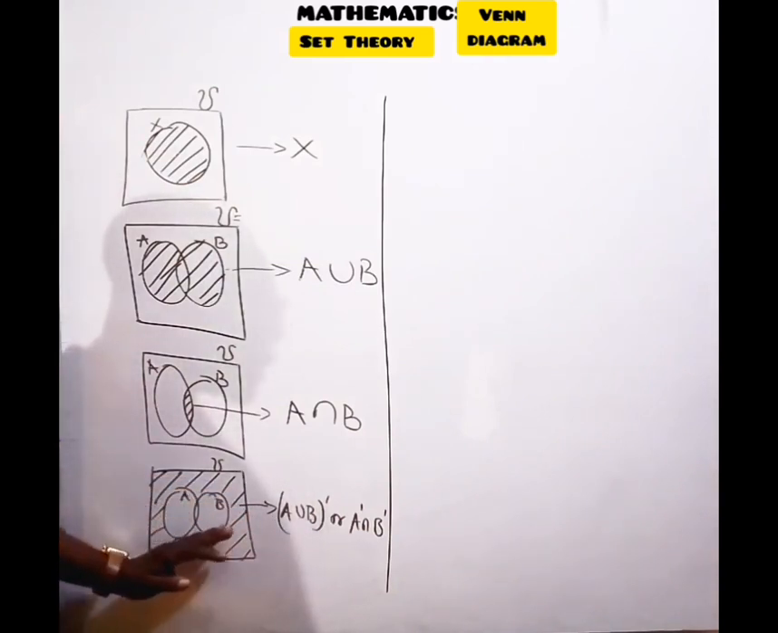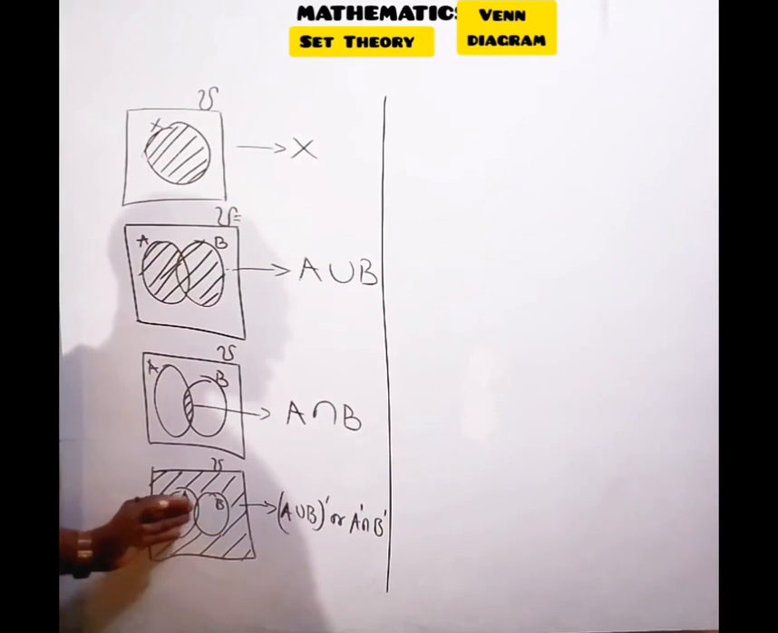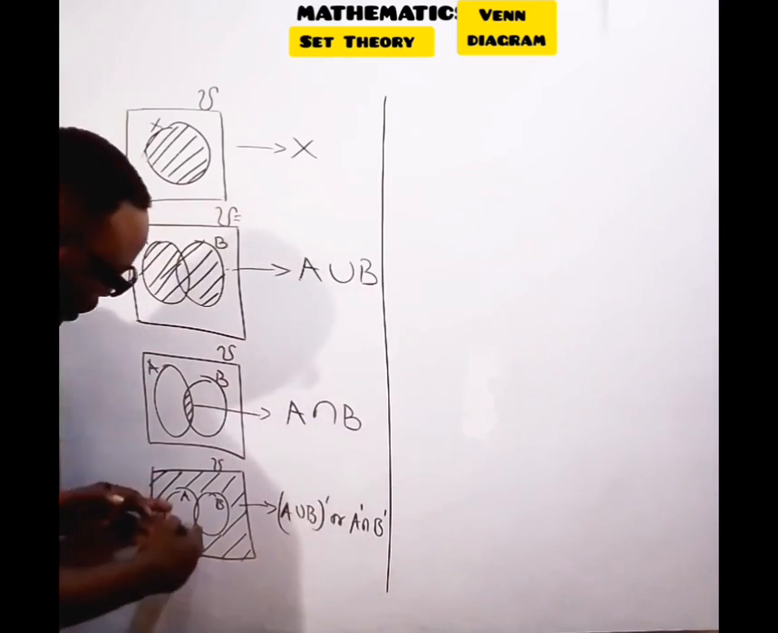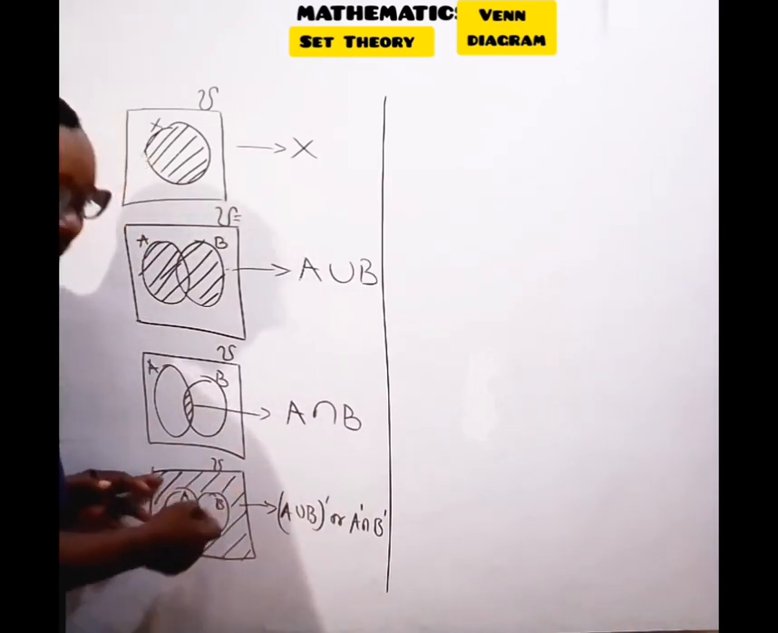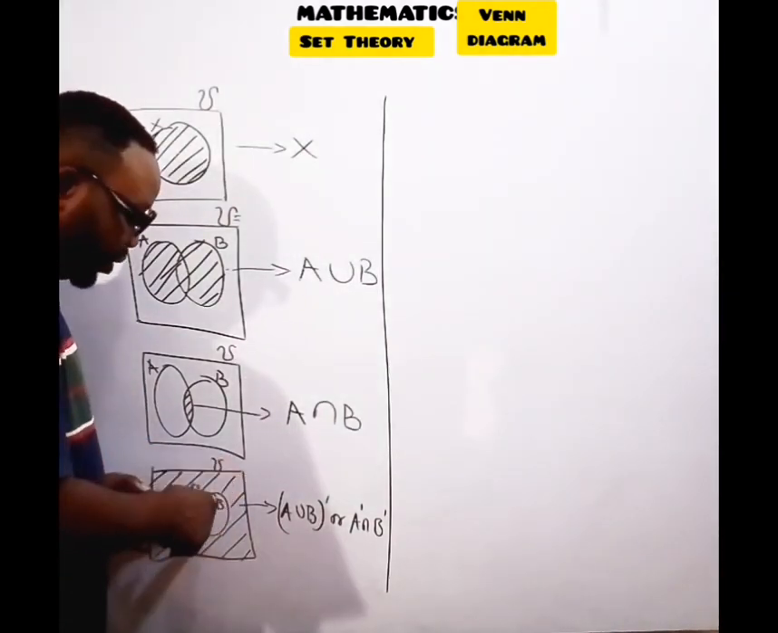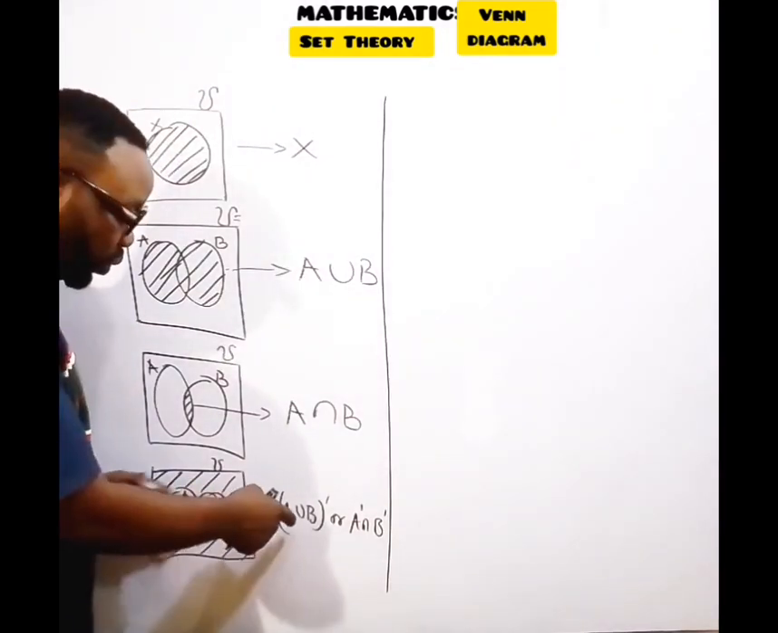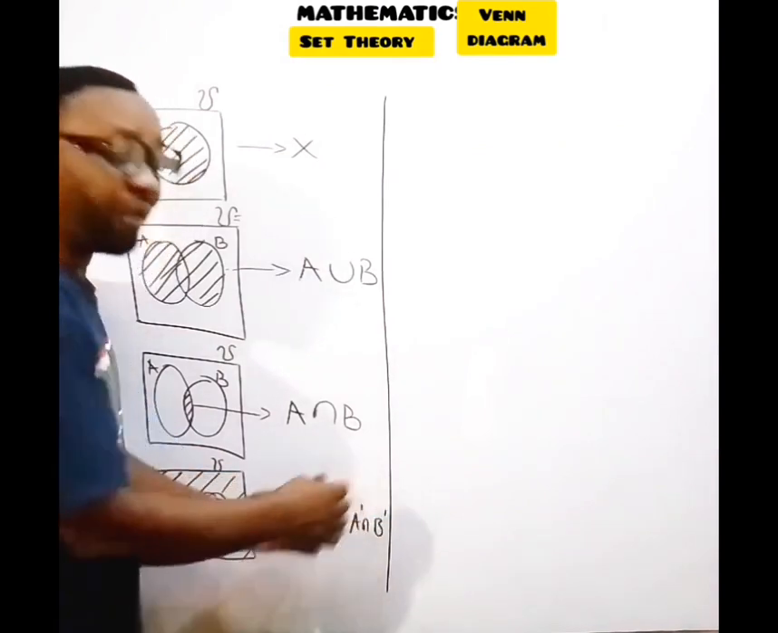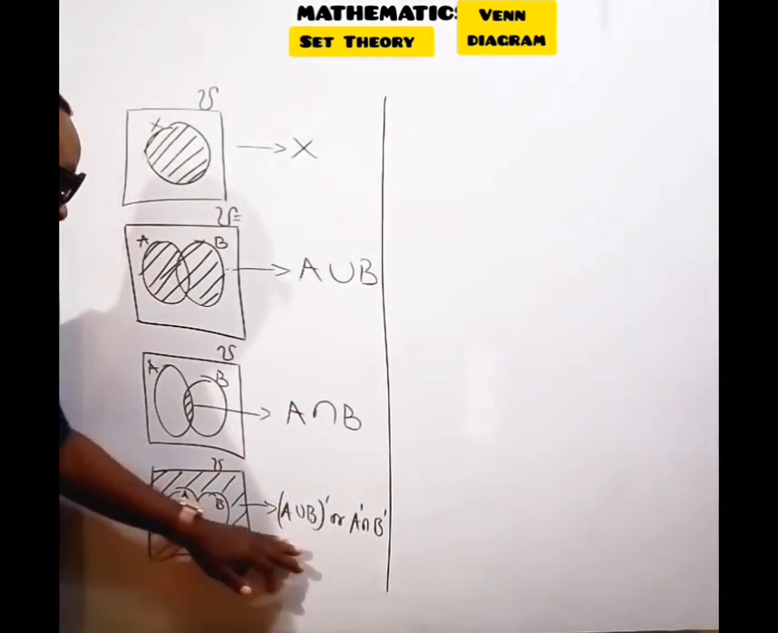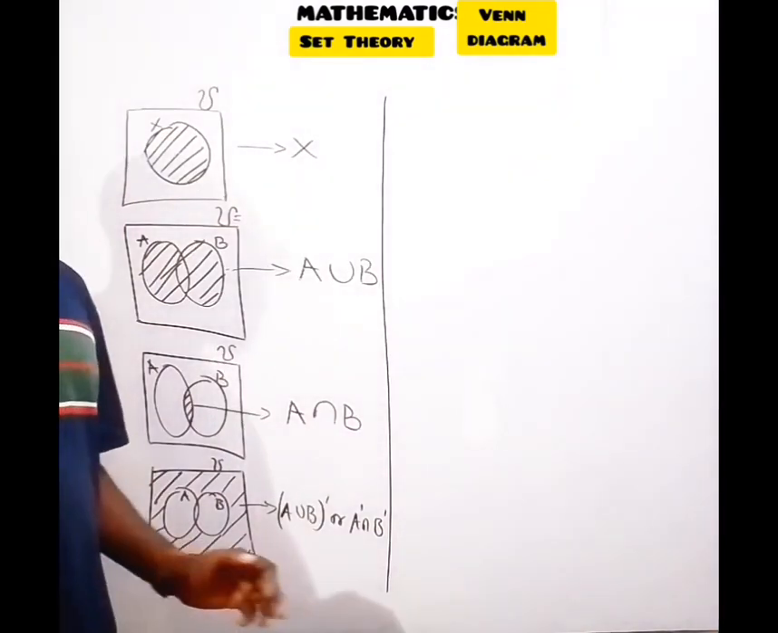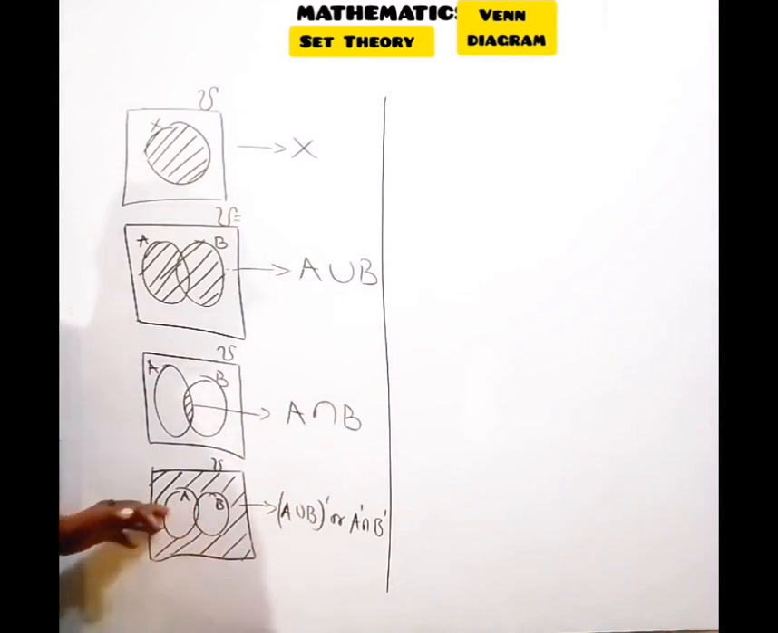Look at it. The shaded portion is not in either of these sets, A or B, but is outside them. Those are the values in the universal set that are not in A and B. So those values will be (A union B) complement, or A complement intersection B complement. If you work it out, you will get the same value. Take note very well. This is very, very important. Take note of each of these diagrams. They are very important to consider when you are dealing with set theory.